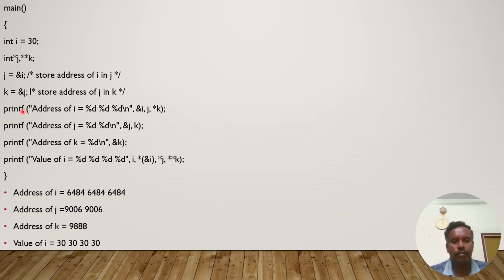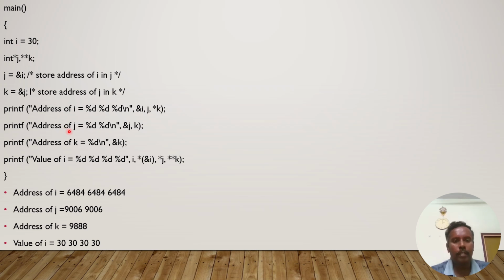Now we'll see what the address of i is. You can get the address of i simply by putting ampersand i, because i is a variable, or you can use j, because we know that j is a pointer to i. So if you put j, it will give the output of the address of i. Star k means, since this is a pointer to a pointer, it will point to j, then it will point to i. So if you put star k, it will show the address of i.